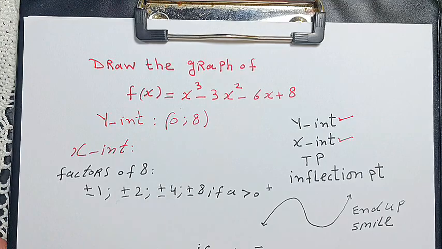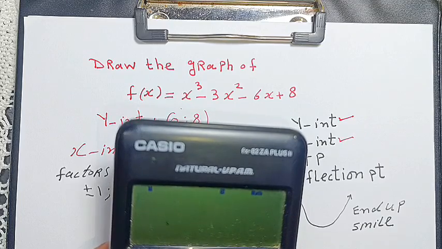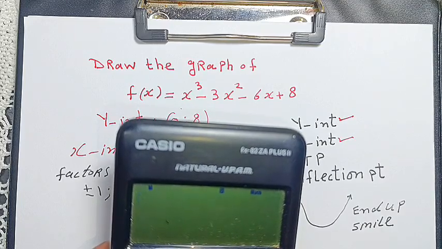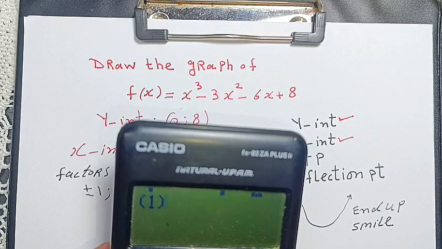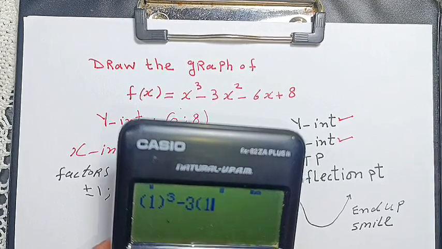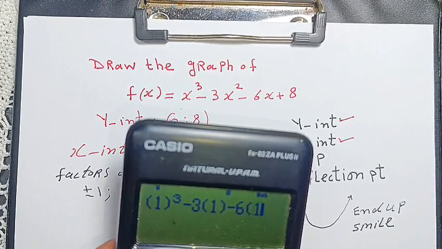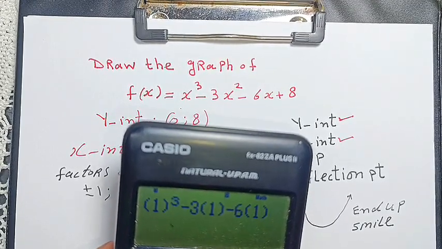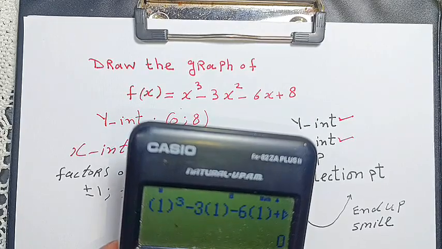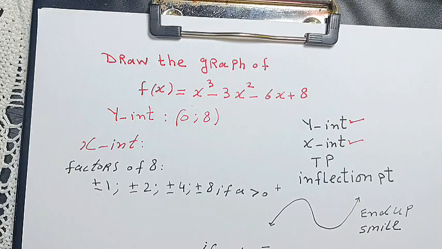So I always start with positive 1. I'm going to make a little template. I'm going to use the calculator. So it's going to be 1 cube minus 3 times 1 square minus 6 multiply 1 plus 8. Answer is 0. So 1 is a factor. So positive 1 is a factor.